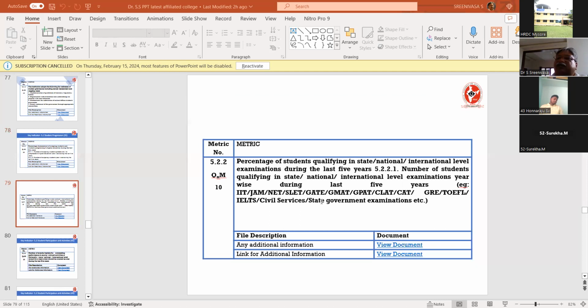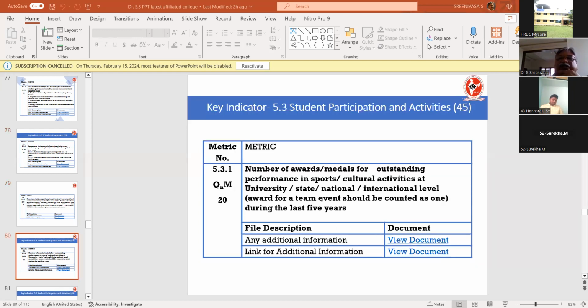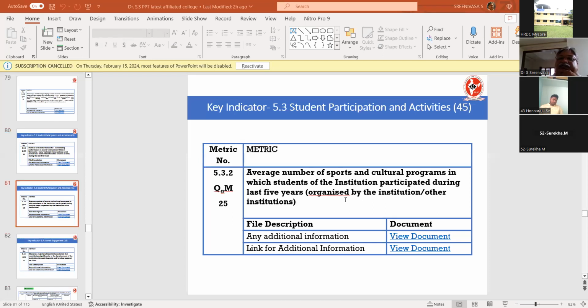If more students are moving to jobs, that means campus placement is taking place. That is a good indication that your students are thorough in their subjects. And how many students are qualified in NET, GATE examination, etc. That is also one of the indications of the quality of the education. How many awards received by the students, faculty, then average number of sports and cultural programs conducted by the institution. These are the important things. Annual day, sports day, cultural day activities should be kept ongoing.